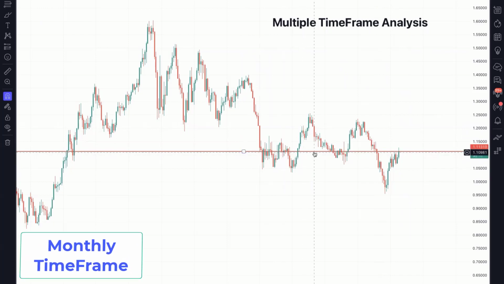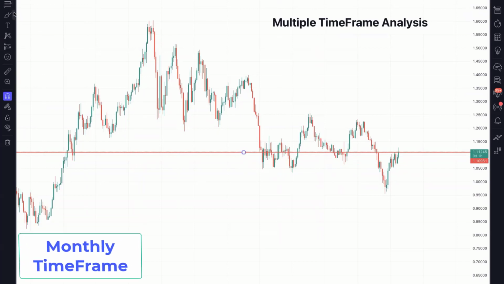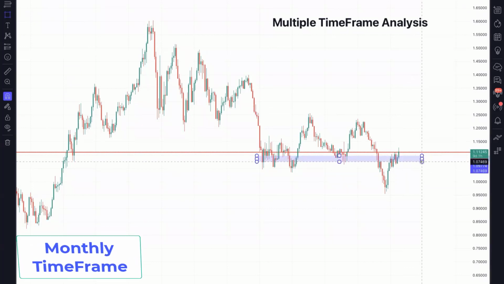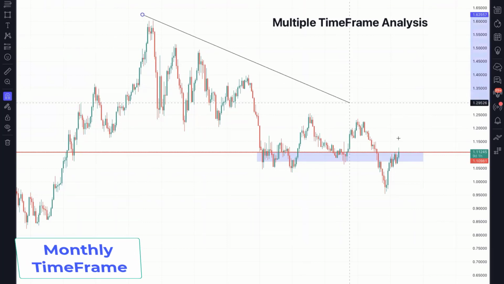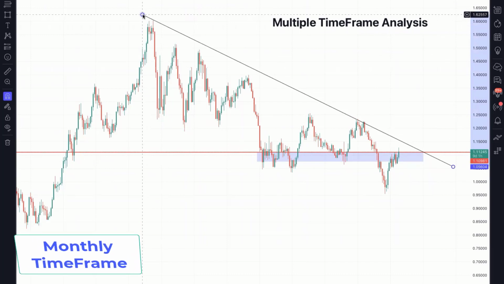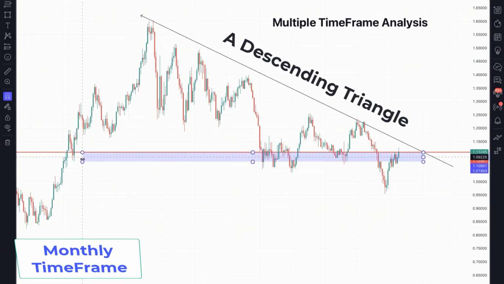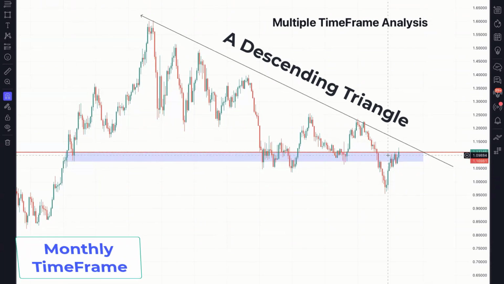When you are looking at it from this other view, I want to show you something. You will discover that on the monthly time frame, this is a descending triangle that was being created. Do you get that now? This is a descending triangle on the monthly time frame.